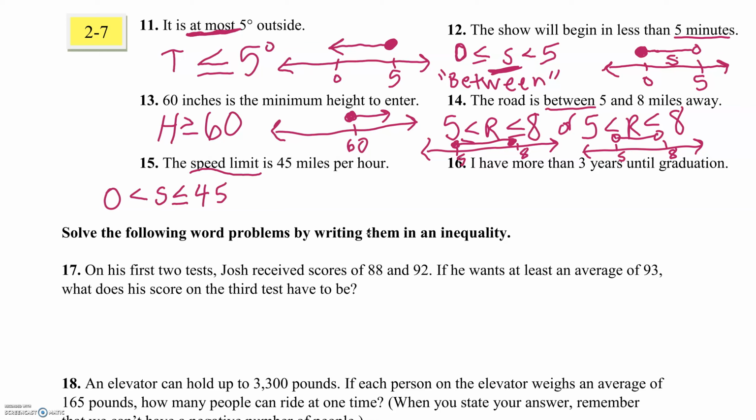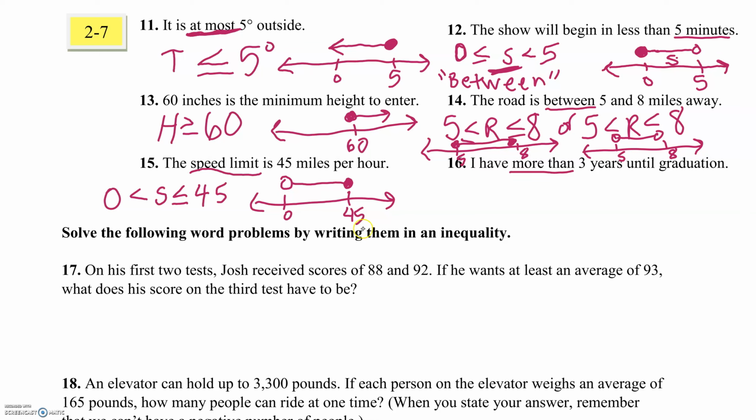So I'm going to draw it now on a number line. I'm going to have 0 and 45. I'm going to have a closed circle because I'm including 45, and an open circle because I am not including 0. And then I'm going to have my line in between to show that the speed is happening somewhere between 0 and 45.